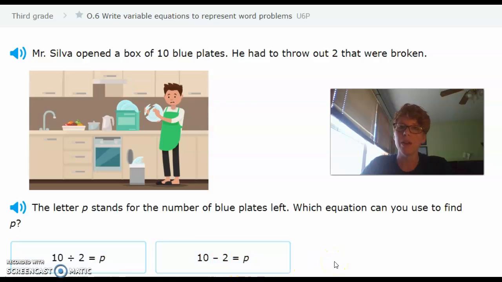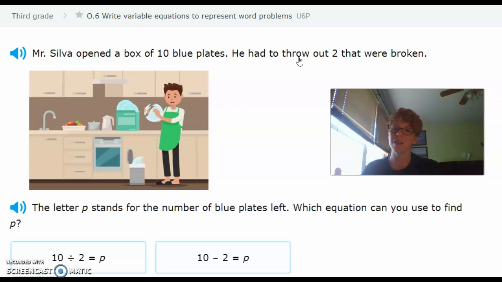Now, in case we haven't talked enough about division, I'm just going to remind you, division is where things are being divided up equally. It's the number being subtracted the same time over and over again. As compared to when you subtract, you're just subtracting a number once. Well, Mr. Silva opened up a box of 10 blue plates and he had to throw out 2 that were broken. That means that 2 of them went away.